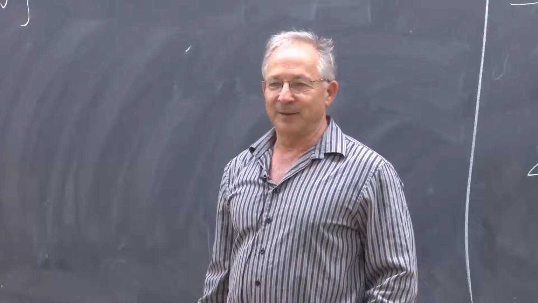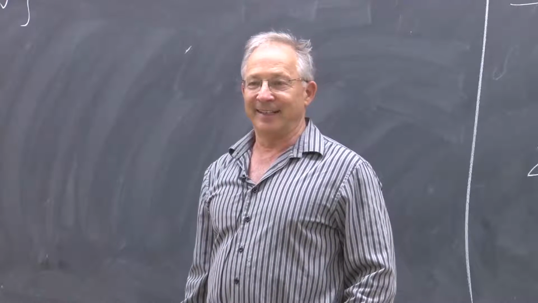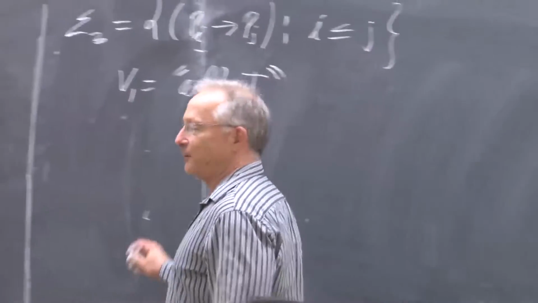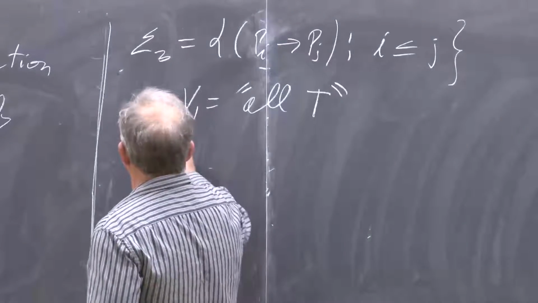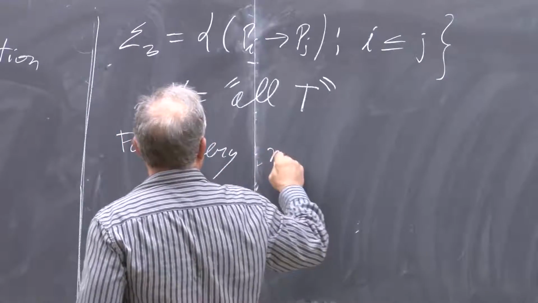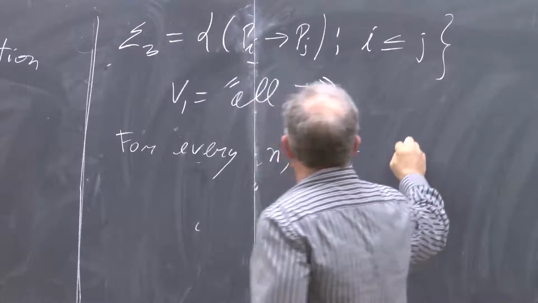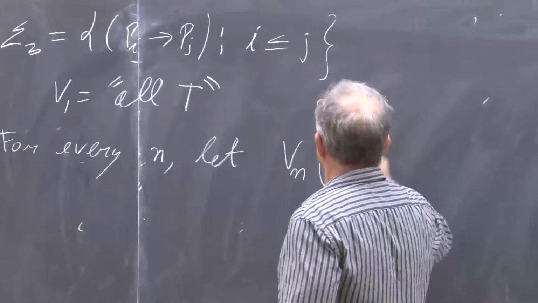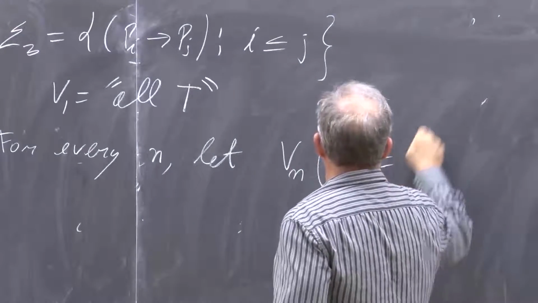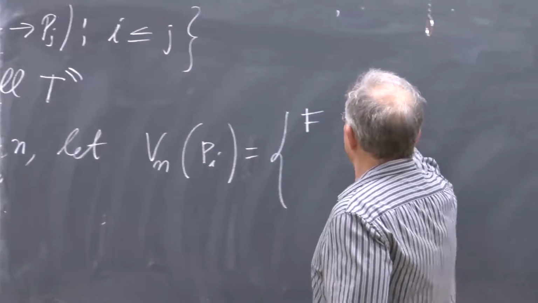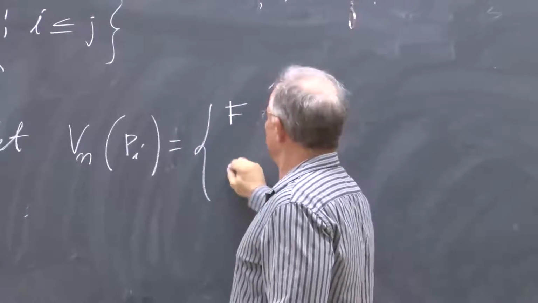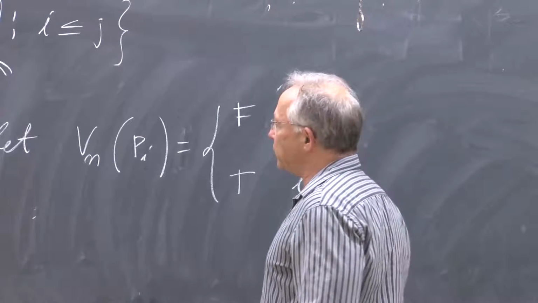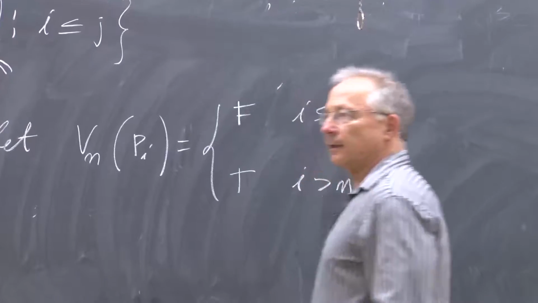Yes. V1 is false for all pi where i is less than some number, and true for all else. So let's have, for every n, Vn be defined as follows. Vn of pi equals false if i is less or equal n, and true if i is more than n. So for each n, I defined an assignment Vn.